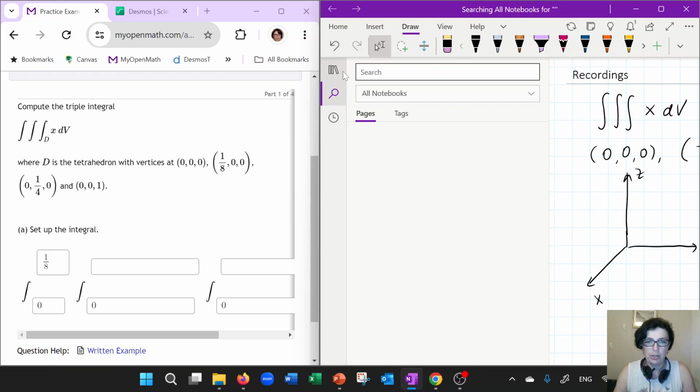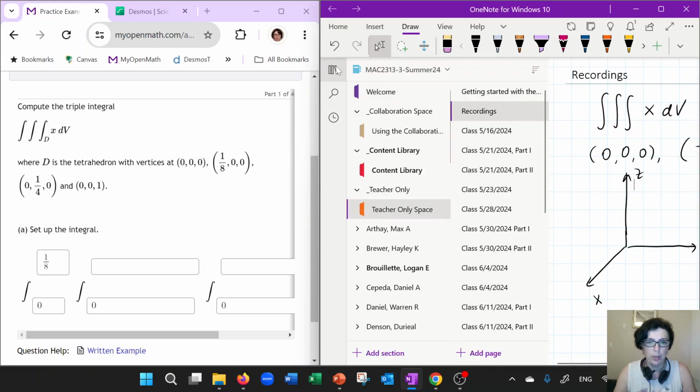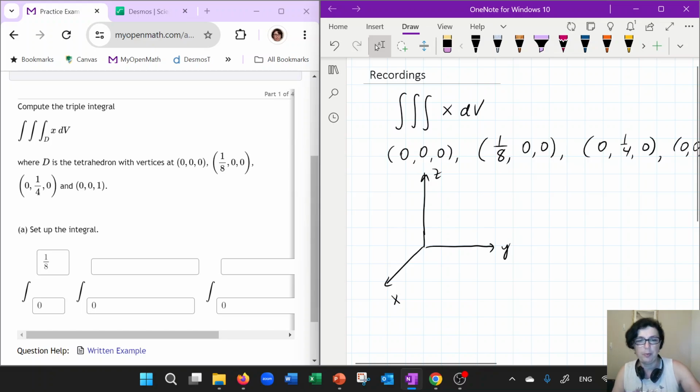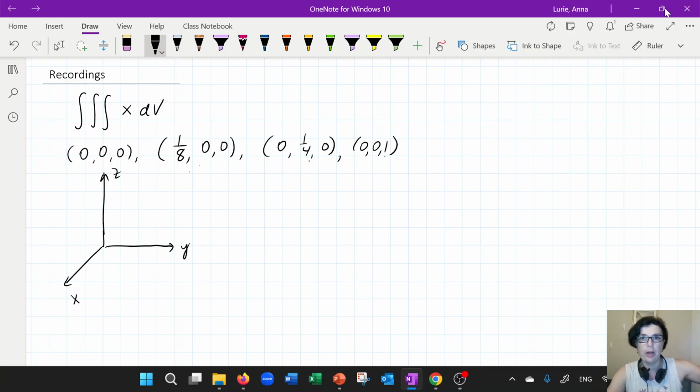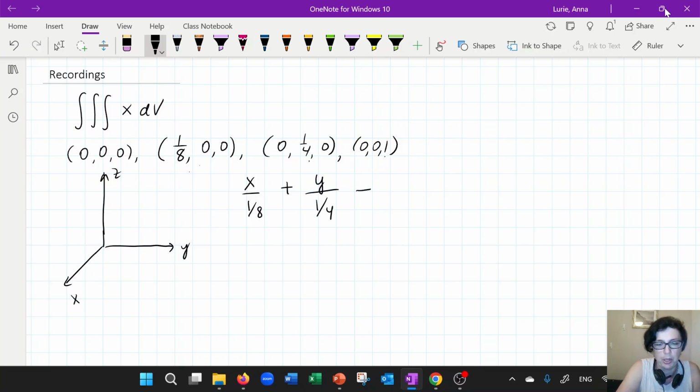Then what you need is to figure out the equation of the plane that has these intercepts, like 1/8, 1/4, and 1 respectively for the x, y, and z intercepts. So the general equation looks like this. You take x divided by the x-intercept, which is 1/8, plus, and of course this only works if it's intercepts, y divided by the y-intercept, plus z divided by the z-intercept, which is 1, equals 1. This is the equation of a plane given intercepts.